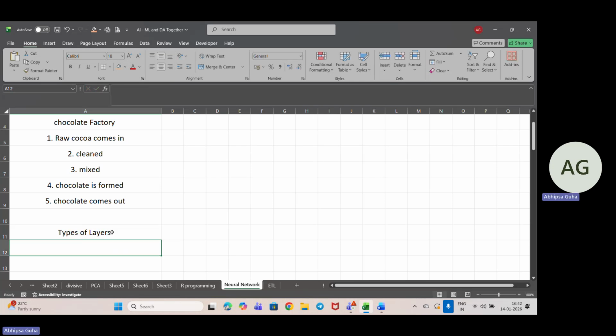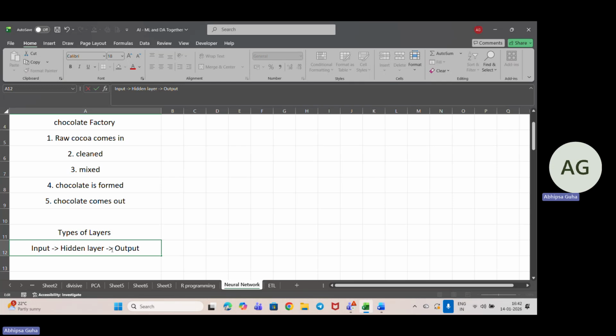The types of layers are input, then the hidden layer, and then the output layer. Why do we call the input layer our eyes and ears? Because it listens. What does it do? It takes the information from the outside world.